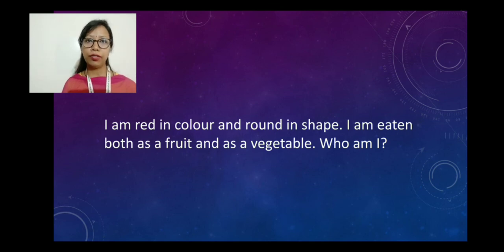This is a question for you. I am red in color and round in shape. I am eaten both as a fruit and as a vegetable. Who am I? Just remember which vegetable it is. Vegetable as well as fruit. Okay, and it is red in color and round in shape. Try to find out which is the food item that I am talking about.